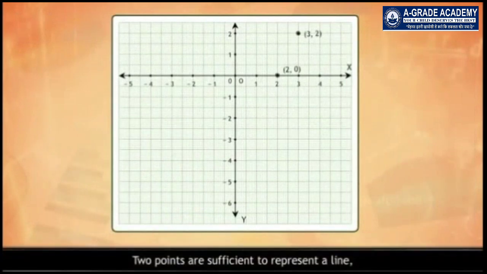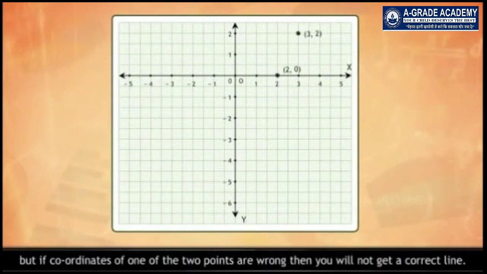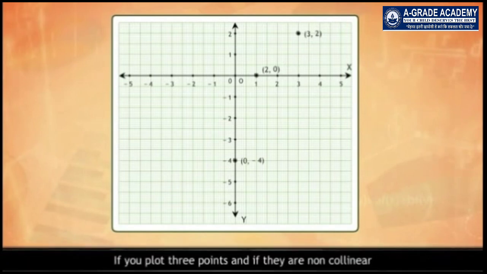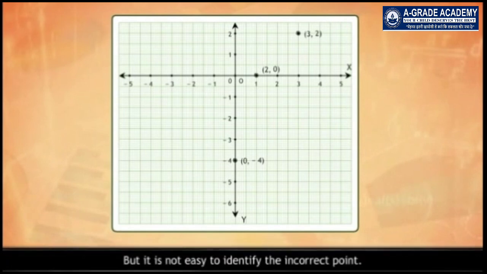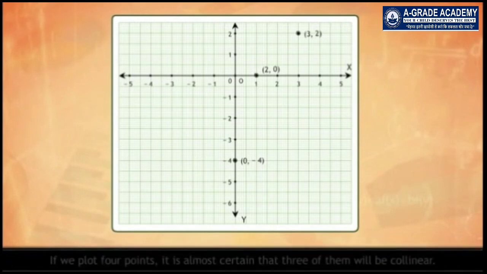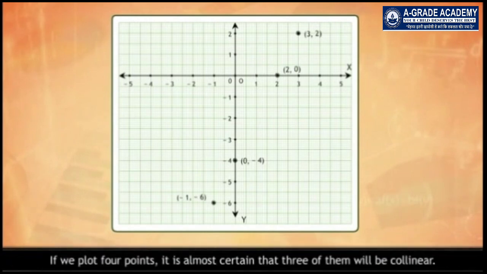2 points are sufficient to represent a line, but if the coordinates of one of the 2 points are wrong, then you will not get a correct line. If you plot 3 points and if they are non-collinear, then it is understood that one of the points is wrongly plotted. But it is not easy to identify the incorrect point. If we plot 4 points, it is almost certain that 3 of them will be collinear.